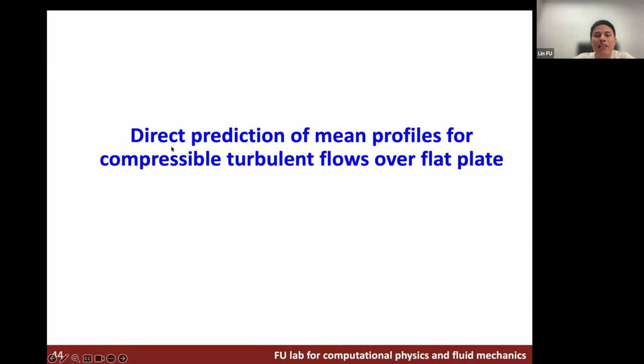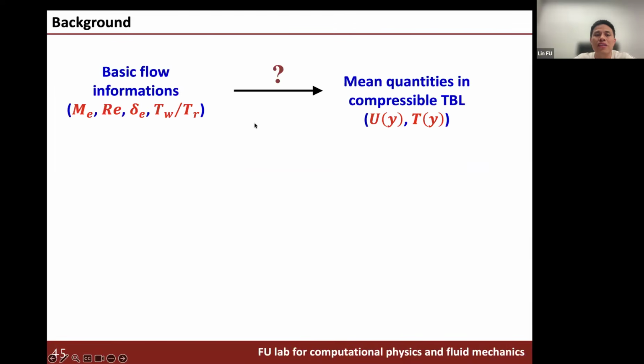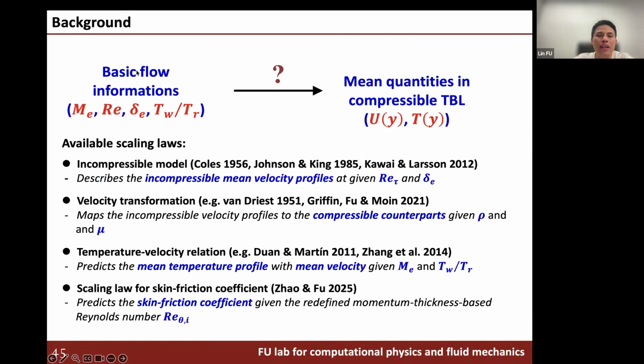We actually can directly predict the mean profile for a compressible boundary layer without solving the governing equation. This is the motivation. Let's say from an experiment, you are given the basic measured information like Mach number, Reynolds number, boundary layer thickness, and wall thermal condition, wall temperature. In an experiment, mostly you cannot directly measure all the quantities like density, velocity, temperature with high accuracy. I guess it's very challenging for hypersonic boundary layer flow.